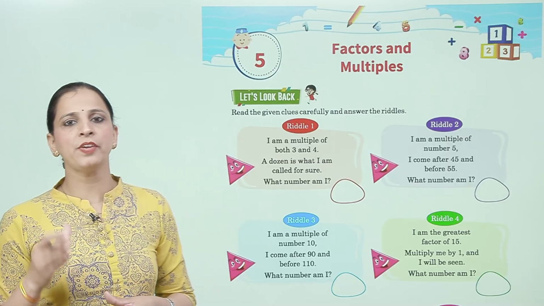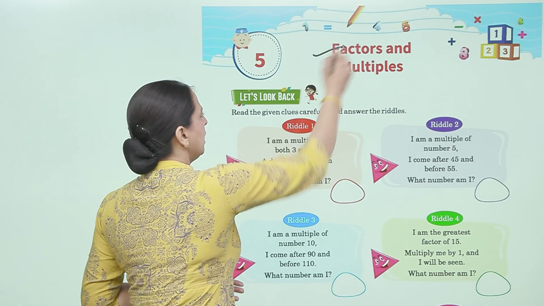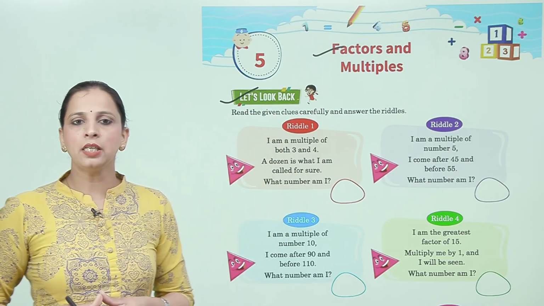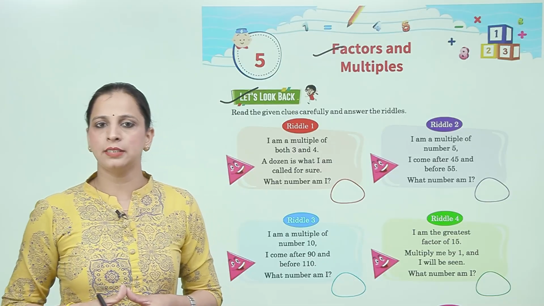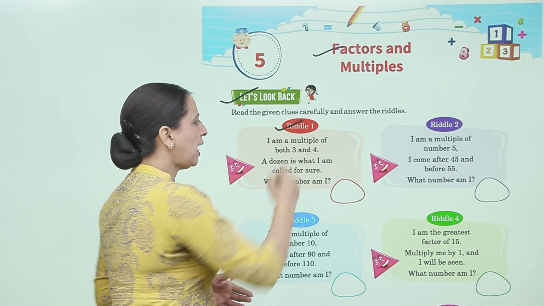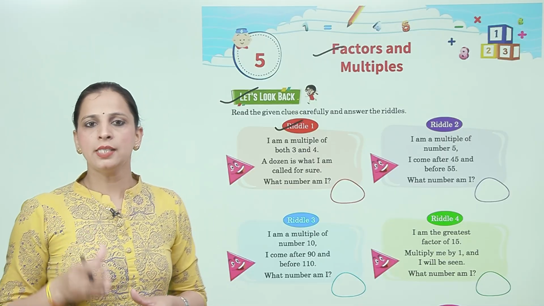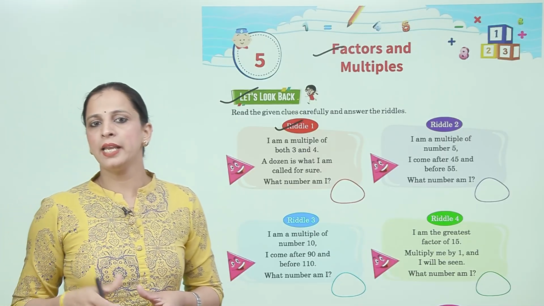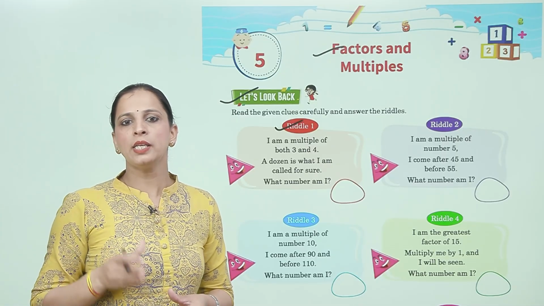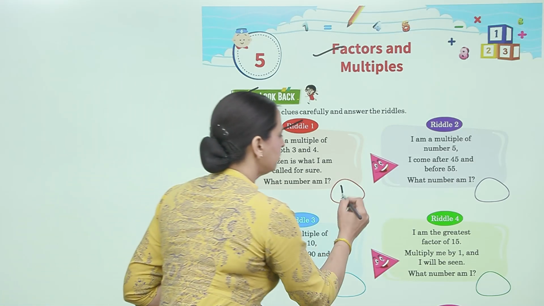Let us start our topic factors and multiples. Let's look back. Read the given clues carefully and answer the riddles. Now, riddle 1. I am a multiple of both 3 and 4. A dozen is what I am called for sure. What number am I? I am 12.